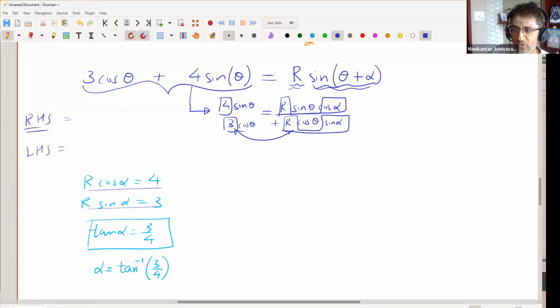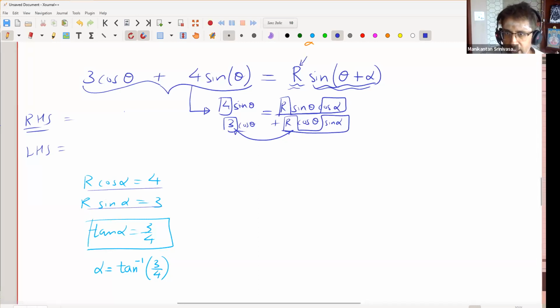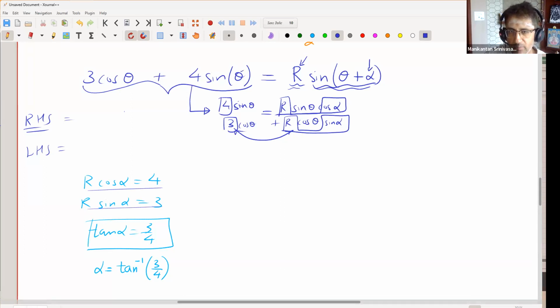Let me try to solve for R and alpha. I don't know what R is. I don't know what alpha is. Theta is given to me, because on the left-hand side, I have 3 cos theta plus 4 sine theta, in terms of theta. Okay, I should not say theta is known. Theta is already given in the problem, so I can continue to have theta in my problem. Alpha is something I made up. R is something I made up. So I'll have to solve for R and alpha.